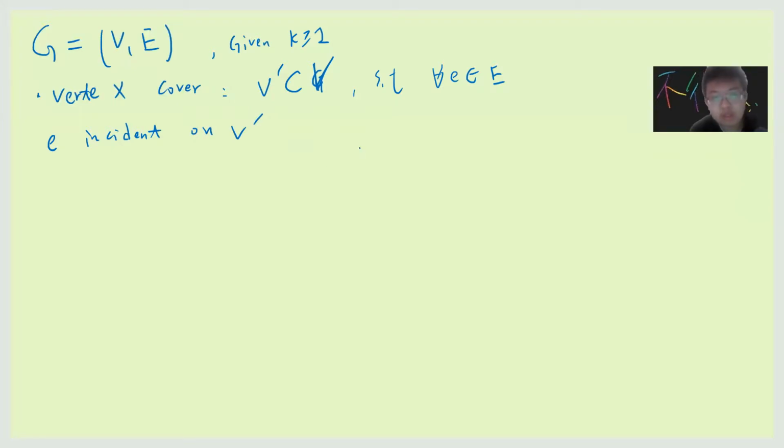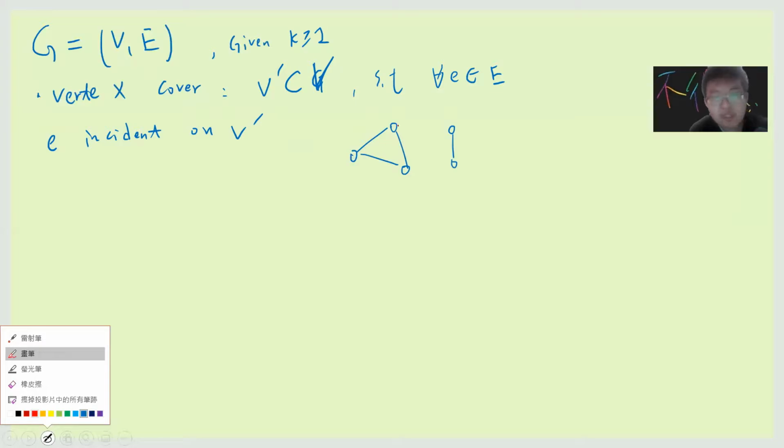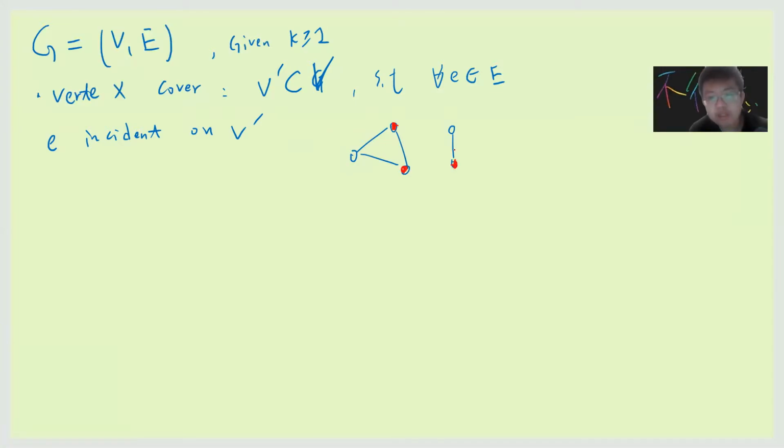Maybe this is hard to understand, so let me draw something. Suppose this is our graph, and let's say I choose this vertex, and this one. Now each edge touches one red point, so these three are the vertex cover.